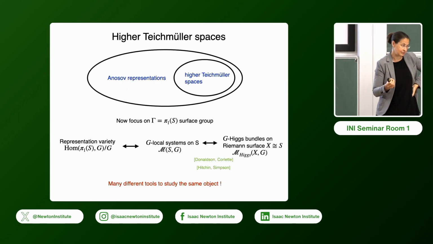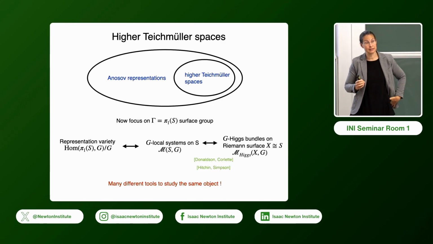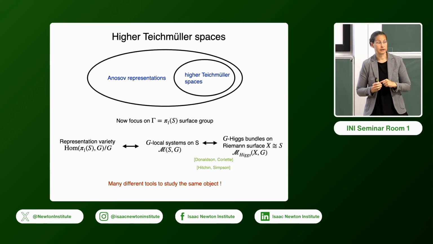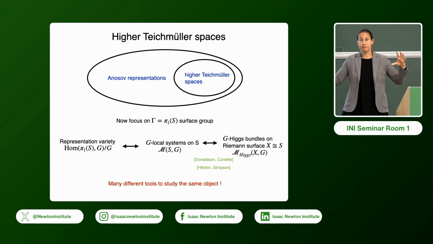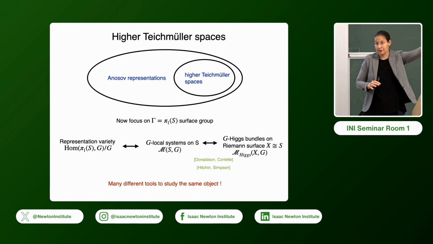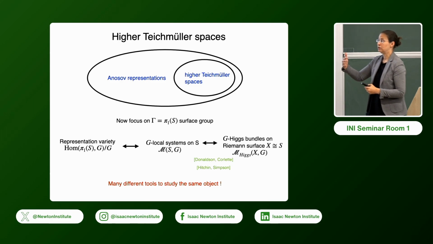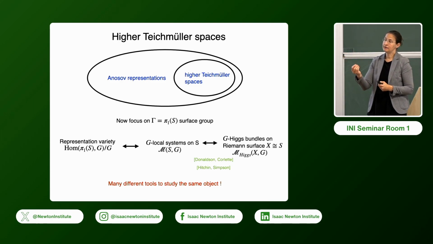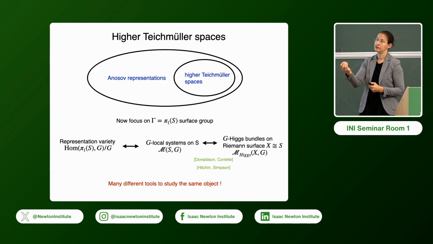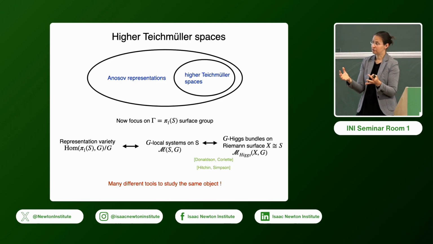Okay, so now I want to take the rest of the time and focus on this subclass of Anosov representations, which are formed by what we call higher Teichmüller spaces. So now we don't take an arbitrary hyperbolic group, we take a very simple group, namely the fundamental group of a surface. And we look at representations into a Lie group G, but now we want more than Anosov representations. So Anosov representations give us an open subset of the character variety, which consists of discrete and faithful representations. And now we want to find subsets which are not just open, but also closed. So which are really connected components of the representation variety.